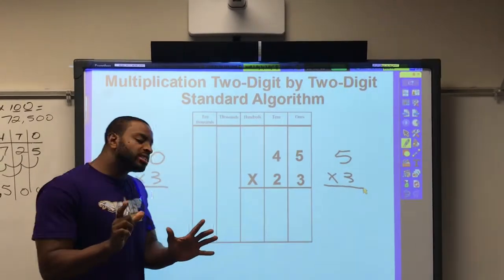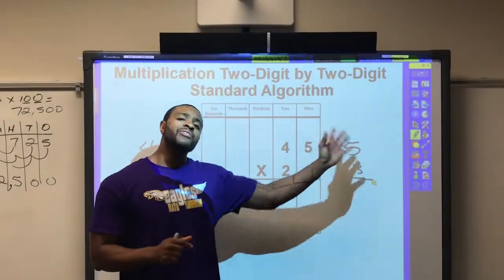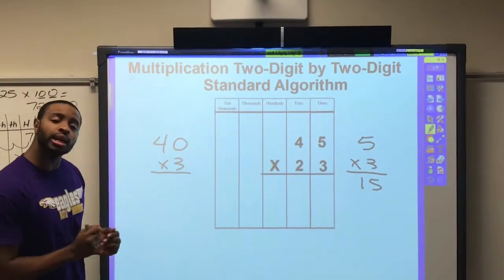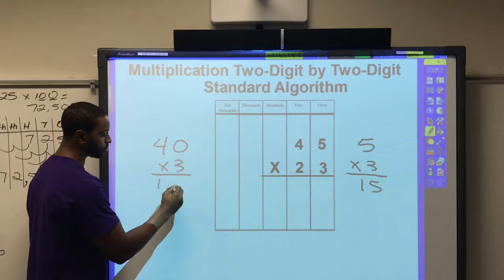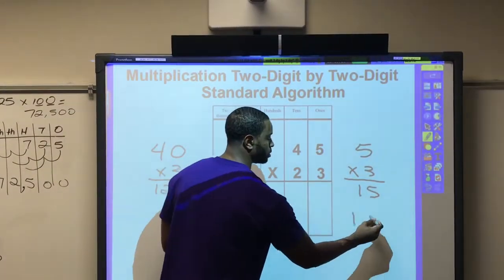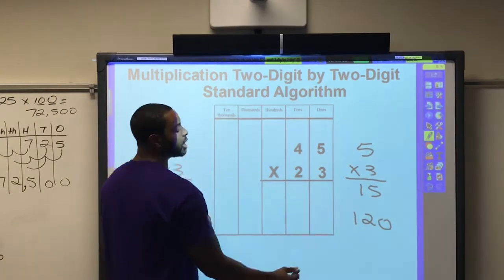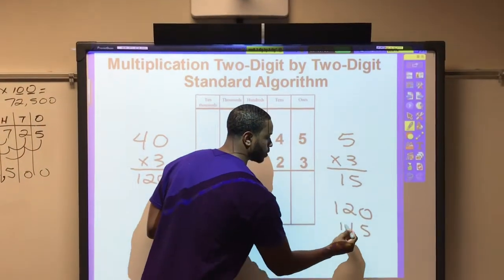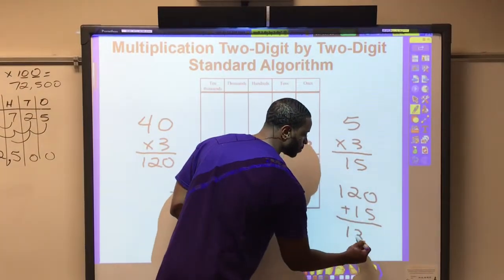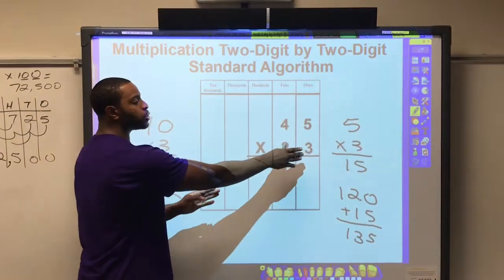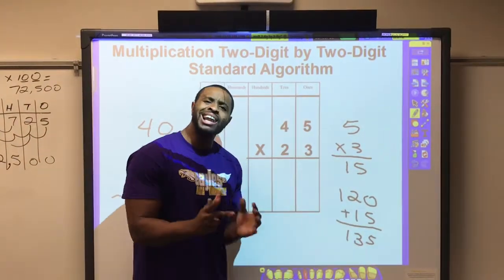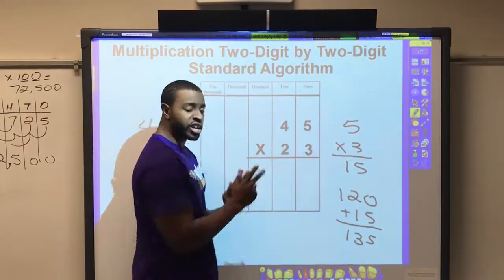So this way we can understand what we're really doing here. So we know that 5 times 3 is 15. And we know that 40 times 3 is 120. And we take these two numbers and we bring them together. So that's 120 plus 15. And that's going to give us, of course, 135. So we know that once we multiply 45 times our 3 ones, we should get 135. Now let's see how that relates to the standard algorithm.